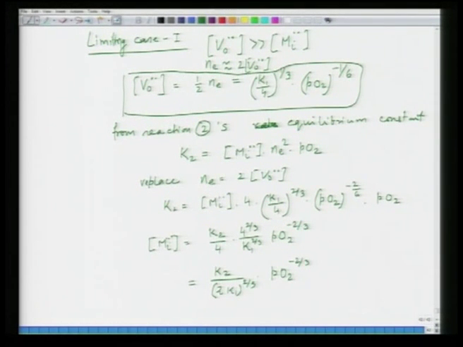So, in this regime, when VO is much larger than Mi, then VO is equal to K1 by 4 to the power 1 by 3 into PO to the power minus 1 by 6. So, log VO varies with respect to PO2 with the slope of minus 1 by 6. On the other hand, Mi varies with the slope of minus 2 by 3. And what is the boundary condition? The condition beyond which this is valid.